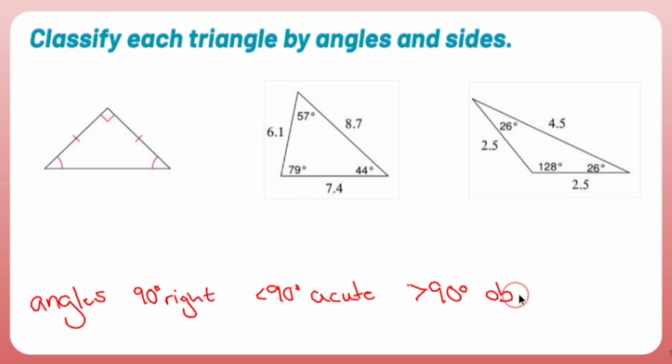Now, if you're like, should it be all the angles are greater than 90? Look, if all three angles are greater than 90, you're going to have triangles with angles bigger than 180. That's not possible. Knock it off.